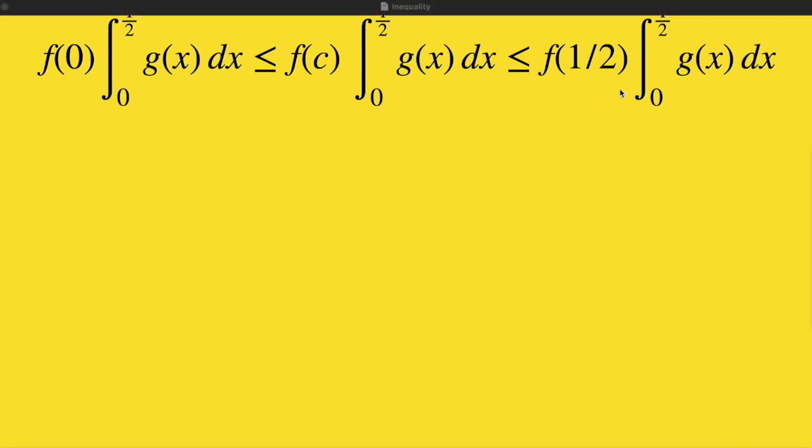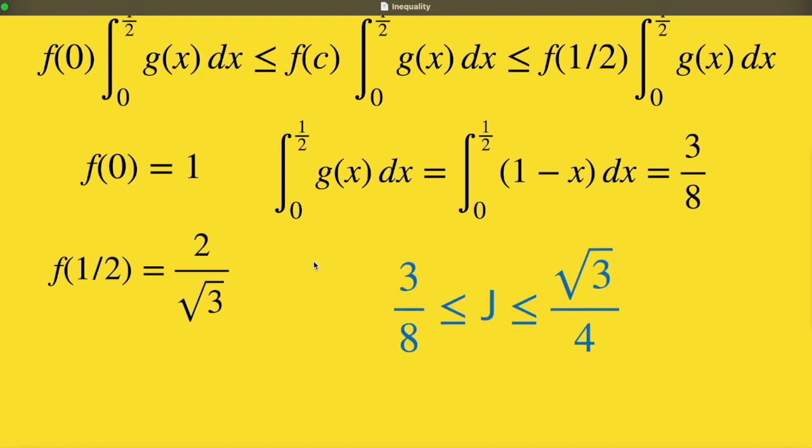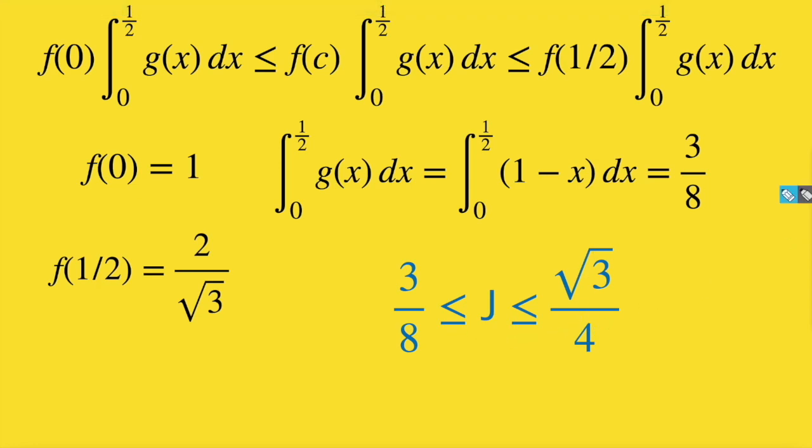Now the integral from 0 to half of g(x) dx, if you can calculate, so first f(0) is 1, and secondly g(x) was 1 minus x, and therefore the integral from 0 to half of (1 minus x) dx is 3 by 8. One can just calculate it. And f(half) equal to 2 by root 3. If you put x equal to half in the expression for f, you will get 2 by root 3. You can just check. And therefore we get 3 by 8 less than or equal to J less than or equal to root 3 by 4, the required integral.